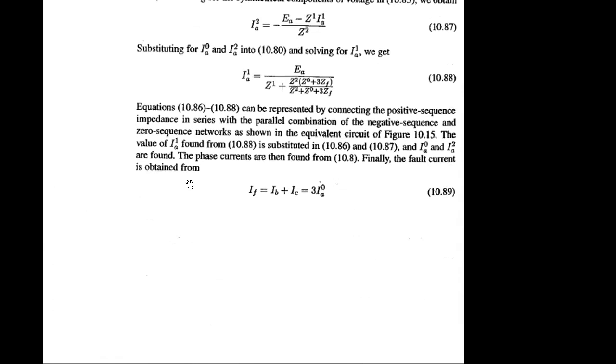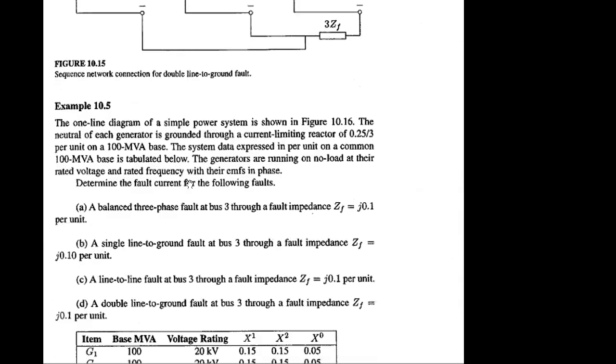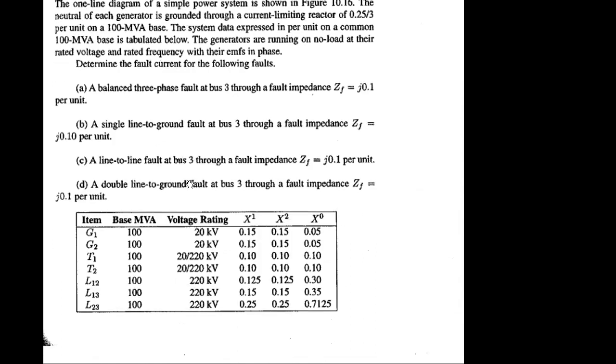So actually, we want to see one practical problem so that it will be more understandable to you. When we want to solve this type of problem, some tabular information will be given. What information you have to extract from the tabular information? Like how many elements are there in that configuration? 2 generators, 2 transformers, and 3 lines. And here you can see in the table x1, x2, and x0.